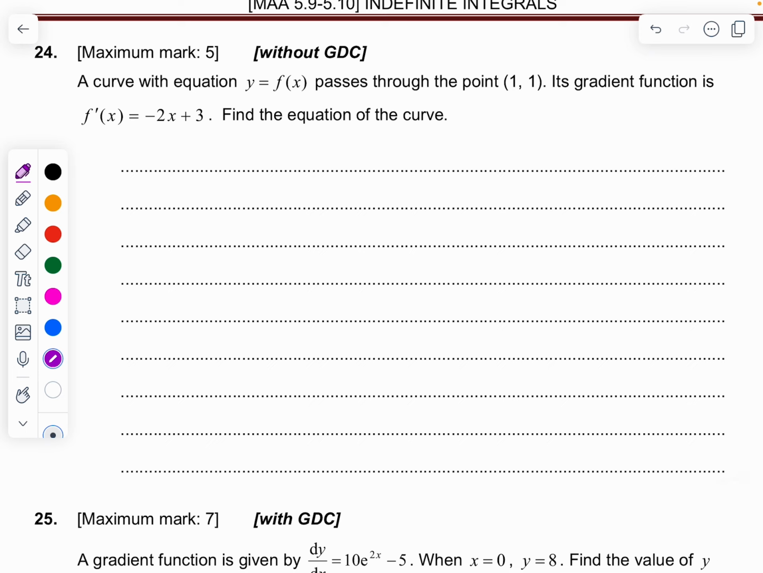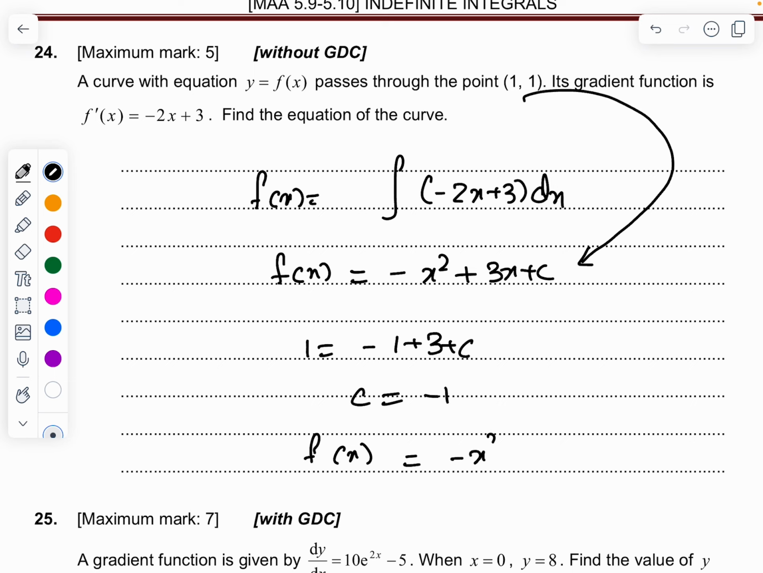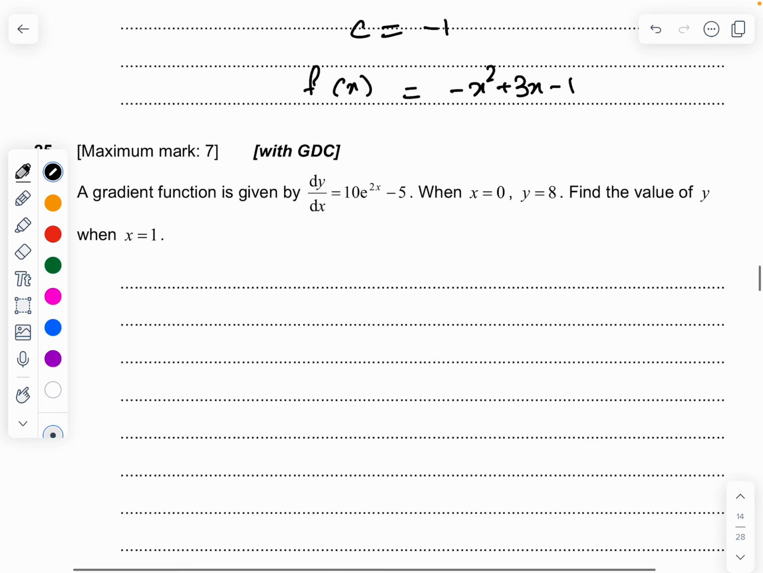A curve with an equation f of x passes through 1 comma 1. The gradient of the function is this one. Find the equation of the curve. So f of x will become the integral of negative 2x plus 3 dx. So f of x will become negative x squared plus 3x plus c. But it passes through 1 comma 1. So 1 equals negative 1 plus 3 plus c. This gives me c value as negative 1. So what will f of x become? Negative x squared plus 3x minus 1.